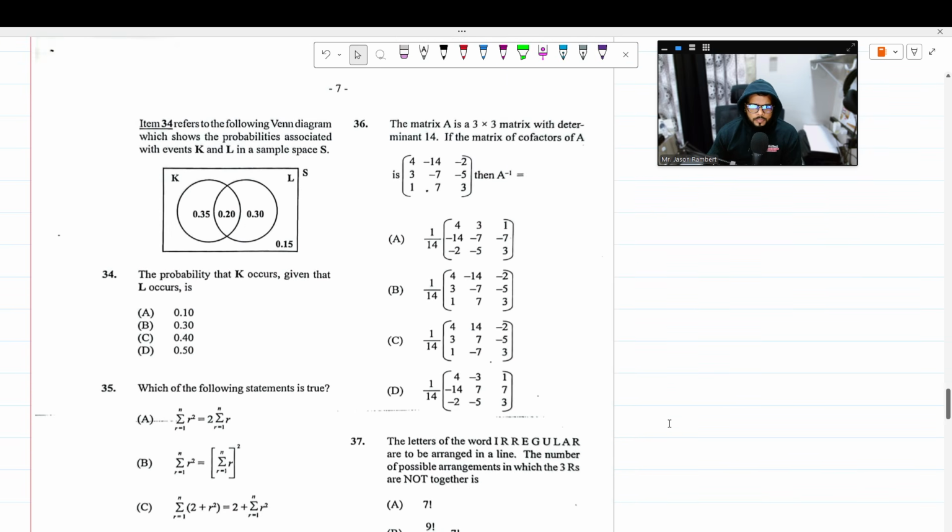Alright, so this one, we have to make sure we add up the correct numbers from the Venn diagram. The probability that K occurs given that L is K intersect L over L. K intersect L is 0.2 and L is 0.5. 2/5 is 0.4.